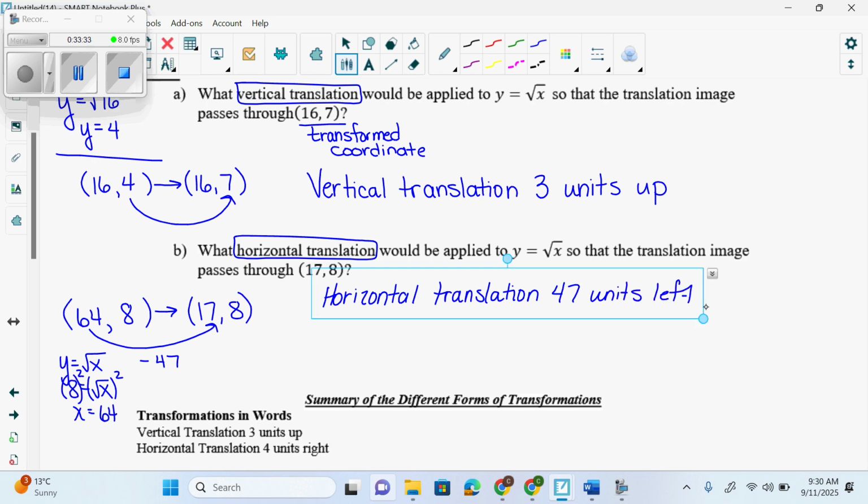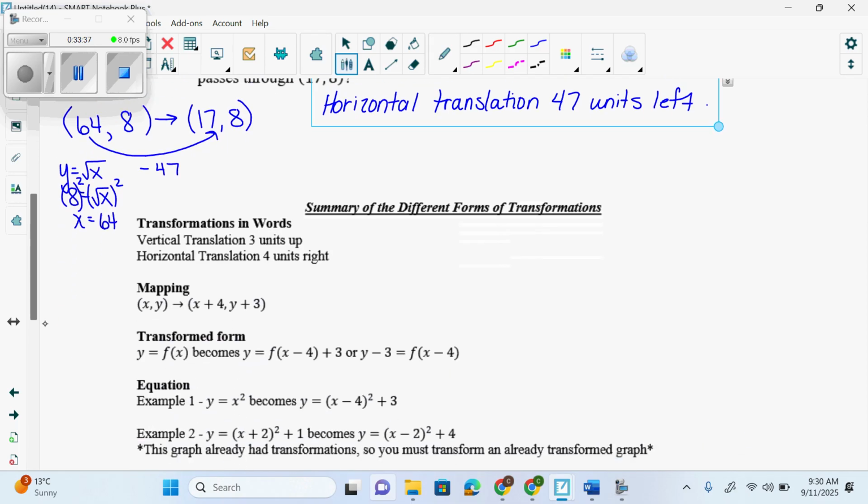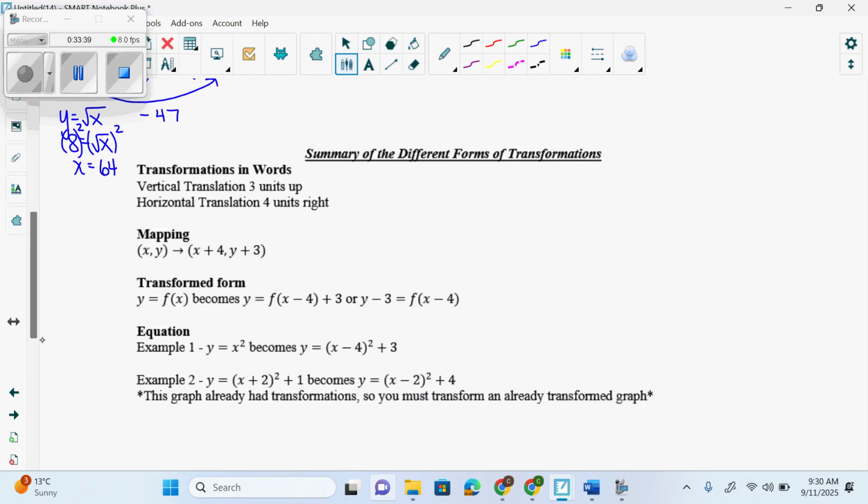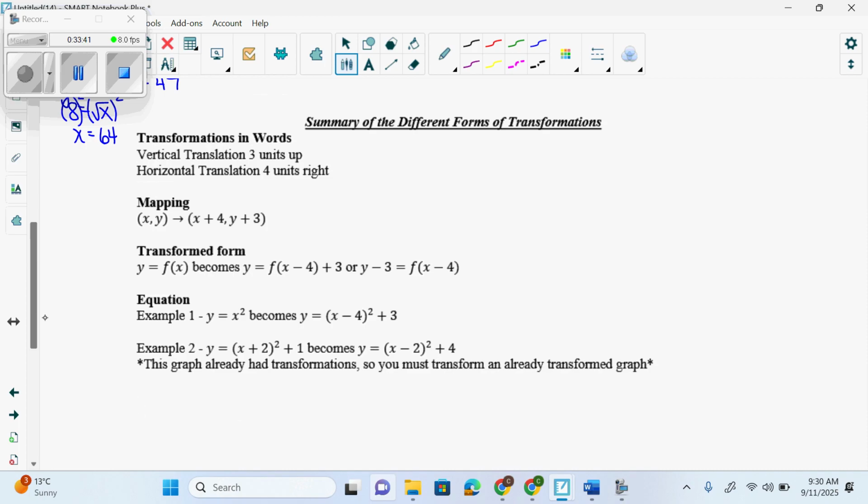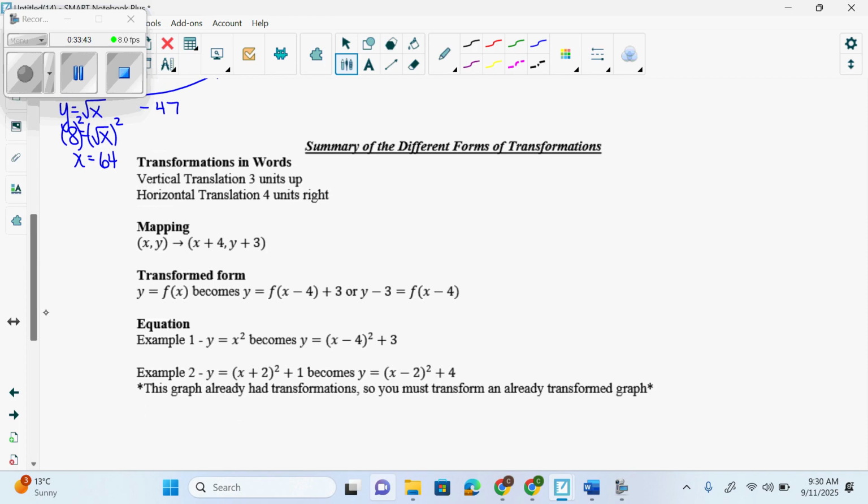Okay. This is a summary of different forms. It just goes through it for you, just to remind you what it is. Your homework I printed.